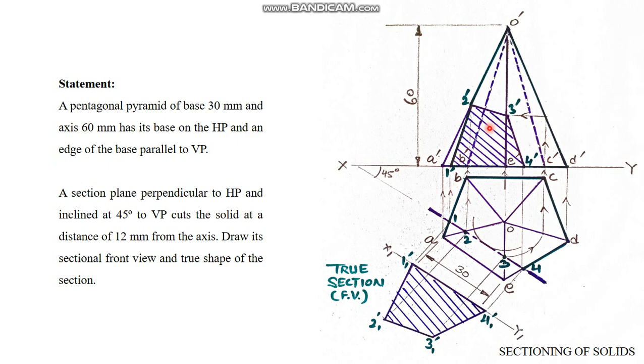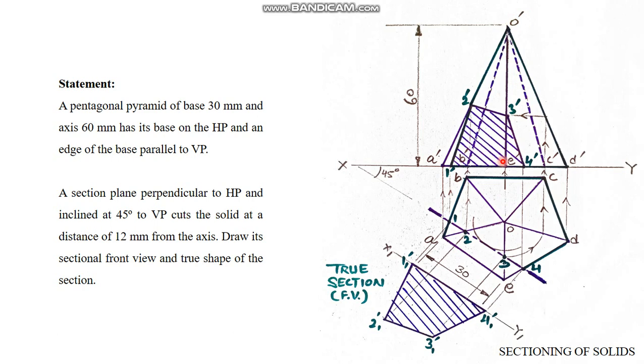One thing you should see here is that when you take the projection from 1 and the projection from 4, these two points are on the XY line, on the base in the front view. Why on the base in the front view? Because in the top view, key points 1 and 4 are on the base, and point 2 is on OA in the top view. So in the front view, point 2 dash should be on O dash A dash, and point 3 is on OE in the top view. So in the front view, 3 dash should be on O dash E dash.